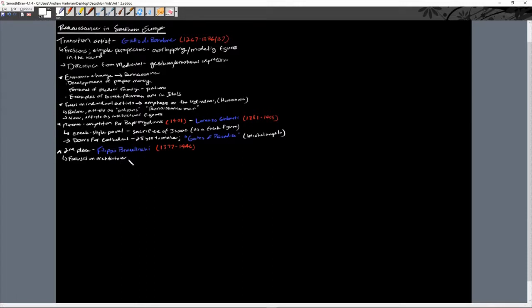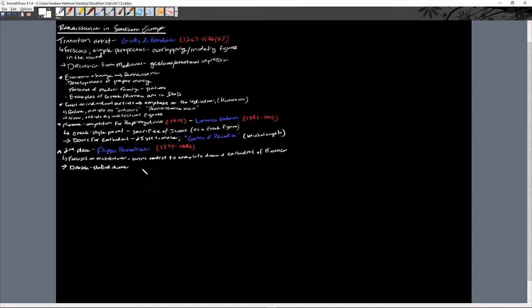And he wins a different contest to create the dome for the Cathedral of Florence. So the Cathedral of Florence roof had not existed for quite a while, right? Because the architects of the time had a very hard time constructing a vault that was big enough to span the large space that was required. And so what Brunelleschi did is he created a double-shelled dome, basically having a dome on top of a dome.